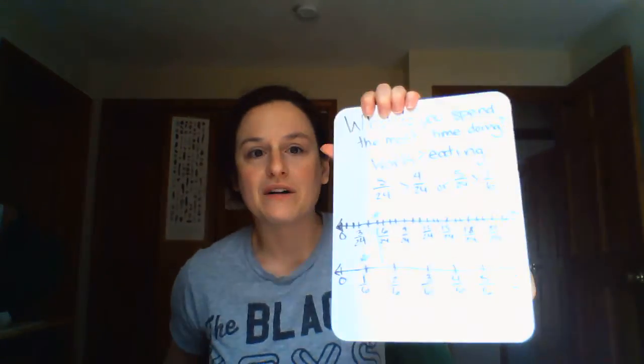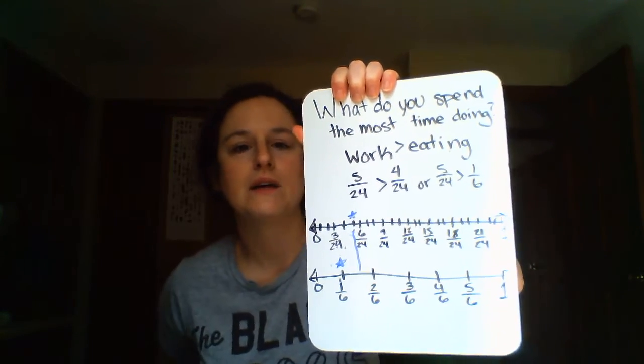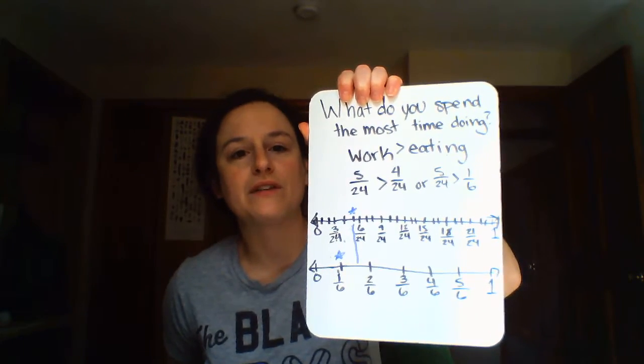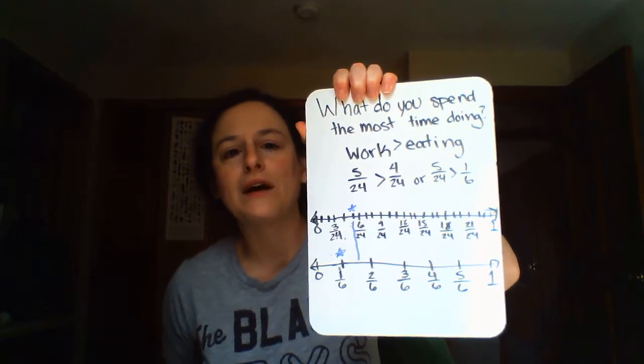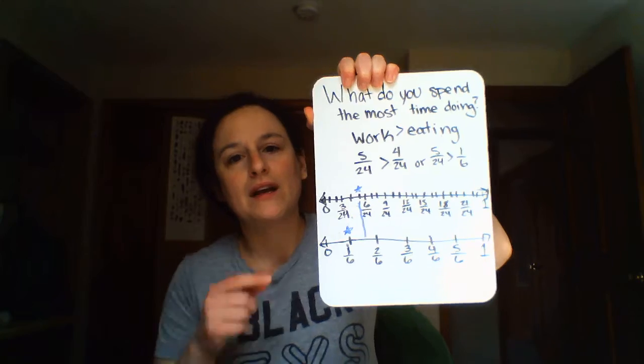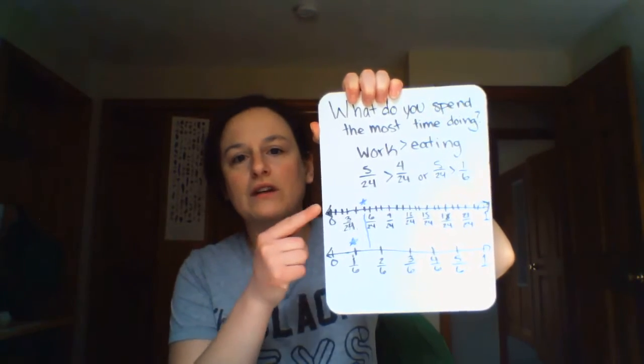Now, I asked you to show your work using an area model, and that is what I would like. However, as a challenge, I would love to see you show your work using number lines. I would also love for you to try using some of your equivalent fractions. So when I wrote that 5/24 was greater than 4/24, I also thought, well, I know that 4/24 is equivalent to 1/6. So I know that 5/24 is greater than 1/6. And then I showed my thinking using a number line.